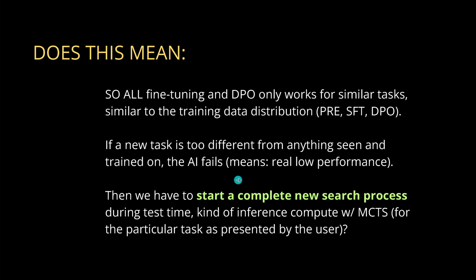Because we have to start a completely new search process during test time, kind of an inference compute with a Monte Carlo tree search for the particular task presented now in the real-world example by the user. So amazing for me to learn: if the new unseen task is too different, not similar enough to the training data distribution, this AI system will fail.